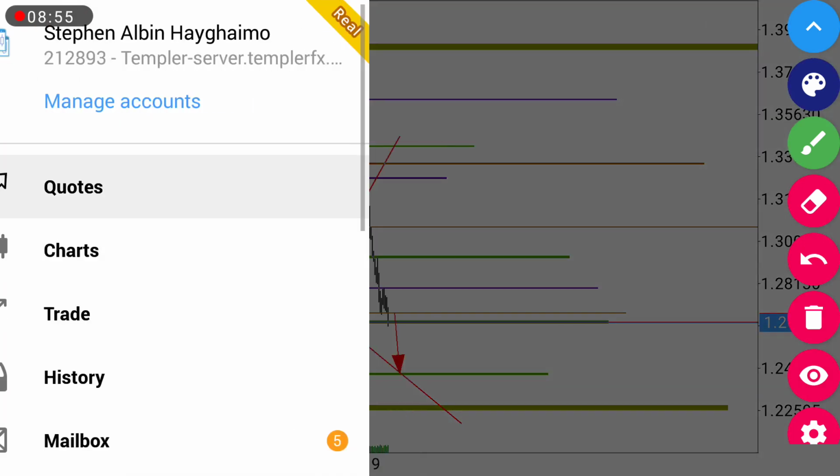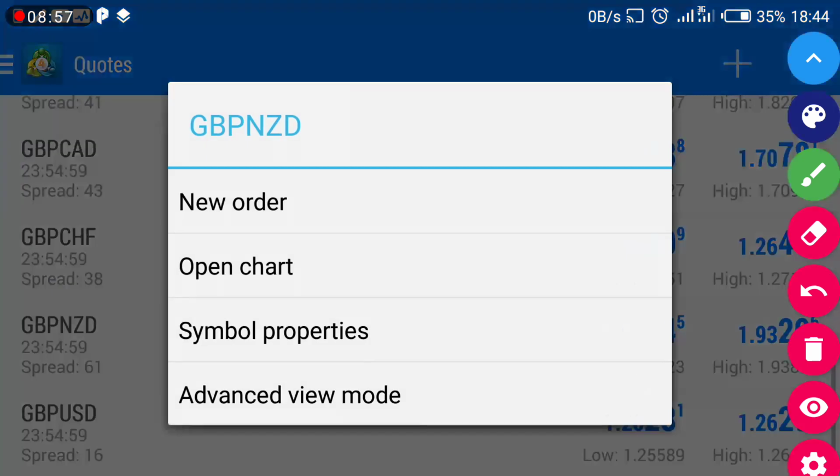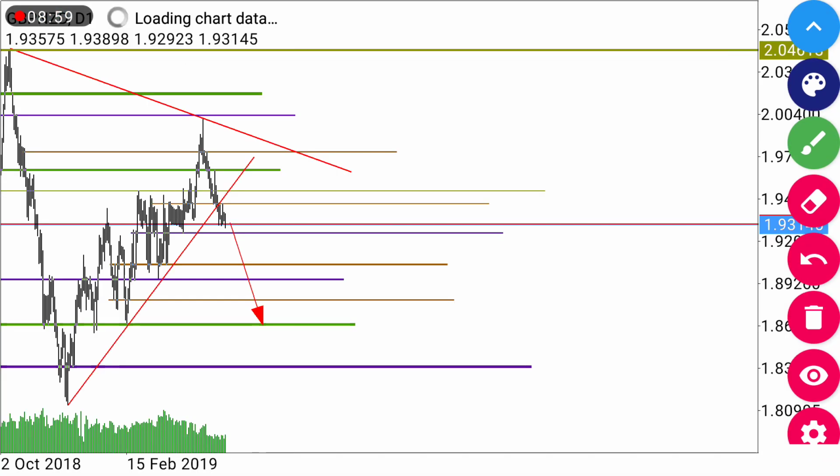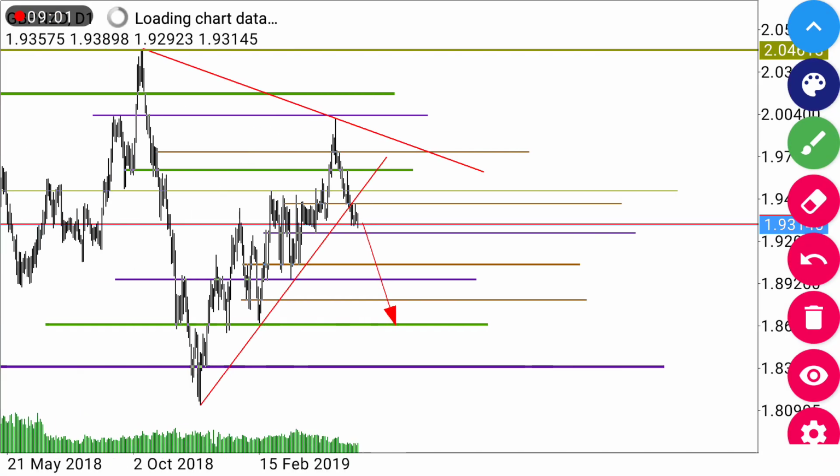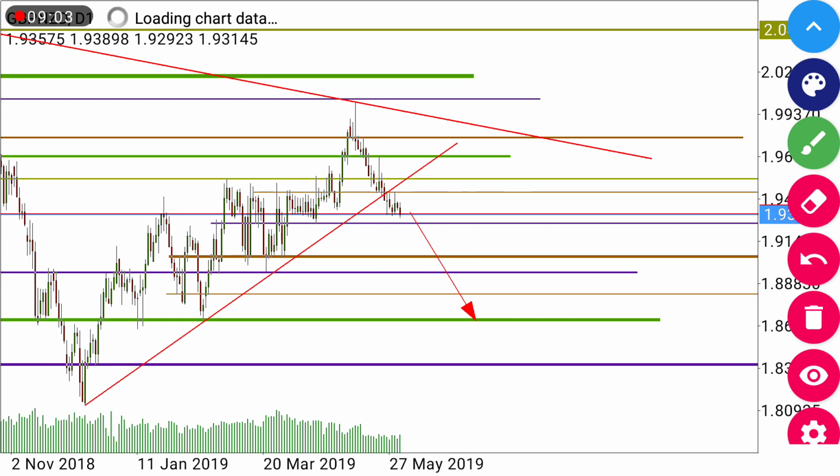Another pair which you're going to be focusing on is GBP NZ. For GBP NZ, this is the daily view. We can see that the price has broken a trend line. So what are we anticipating? We're anticipating price to continue moving down. And what we'll be considering is taking our entry. This is GBP NZ on the daily time frame.